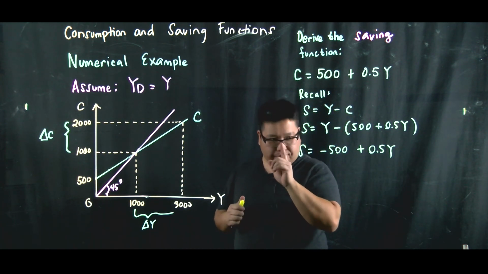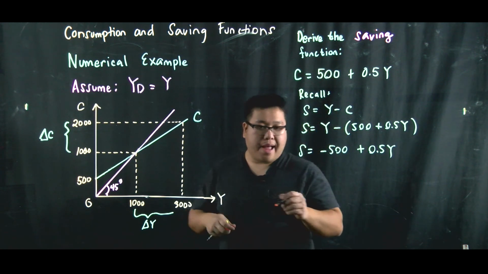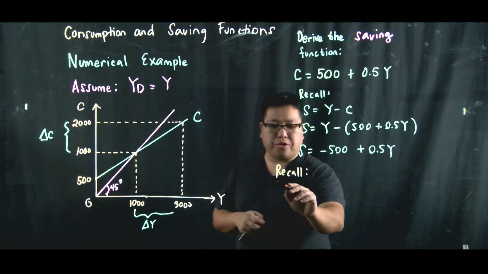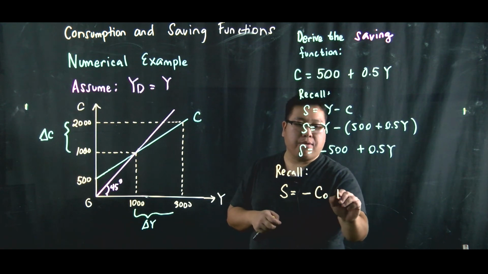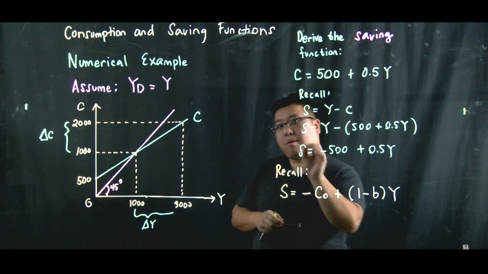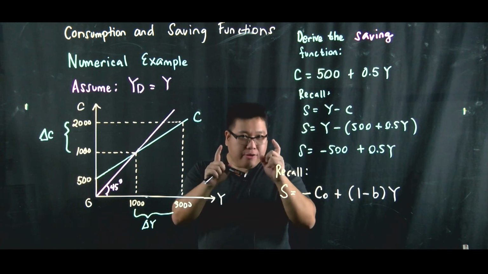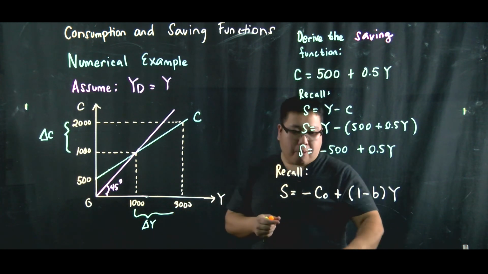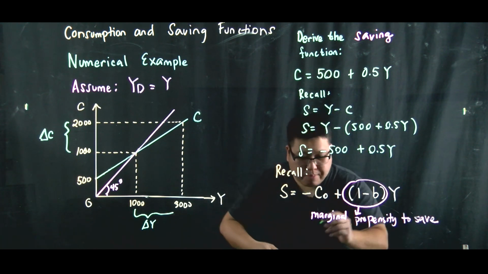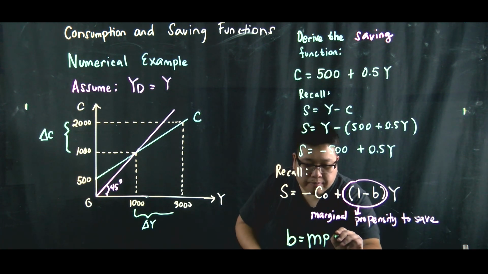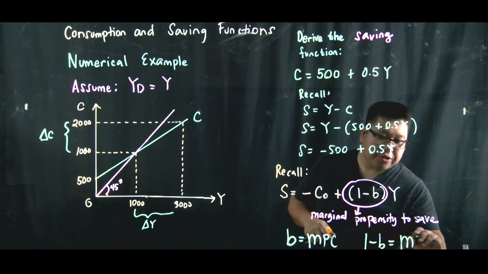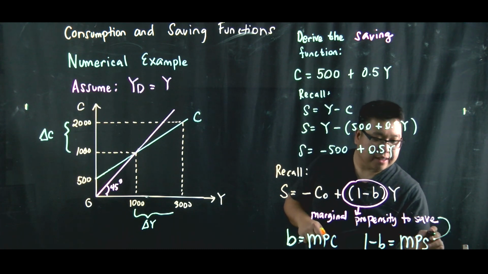Now, I should also say the following. Remember from the previous video that the expression for the saving function looks like this: S is equal to negative c sub 0 plus 1 minus b times y. Remember that this b is marginal propensity to consume. The 1 minus b is actually what we call the marginal propensity to save. Okay? So again, b is our MPC, marginal propensity to consume. 1 minus b is our marginal propensity to save, which is this guy.